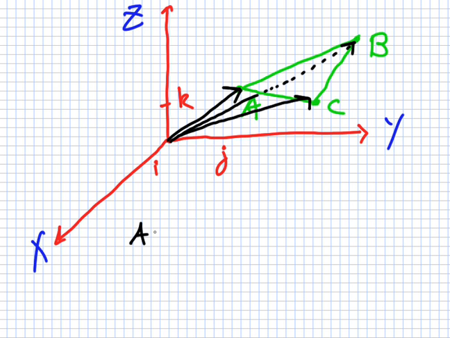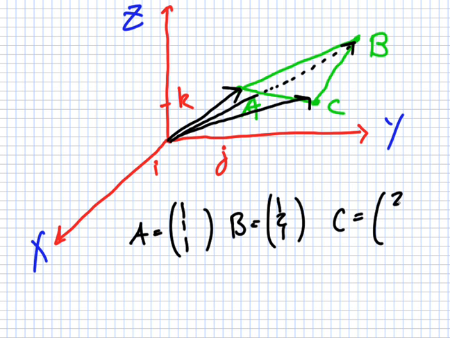So I'm telling you that A, we'll say, is 1, 1, 1. B is 1, 2, 1. And then C is 2, 3, 4. So my first question here is, what is the angle between this vector AC and this vector AB?